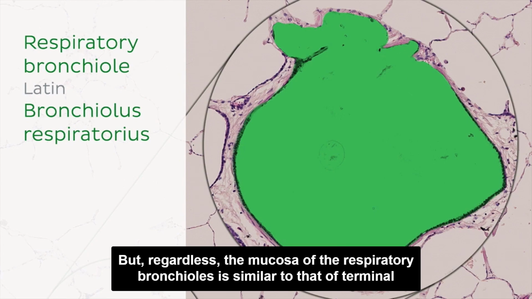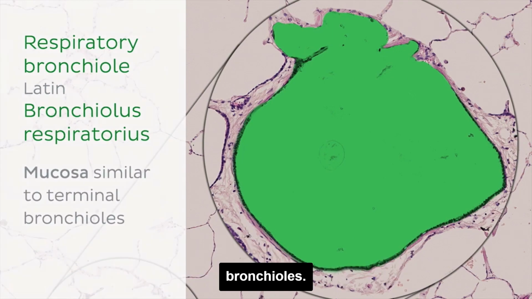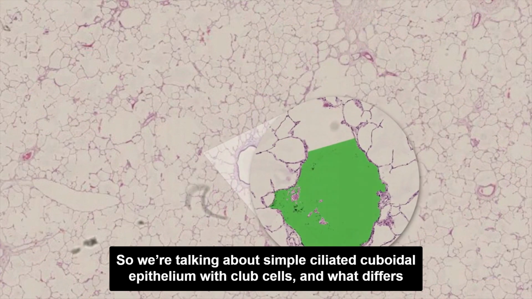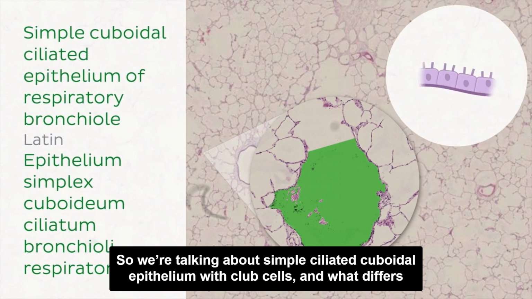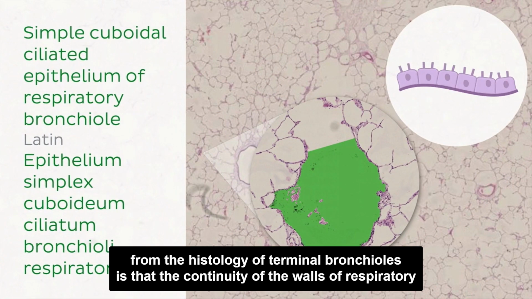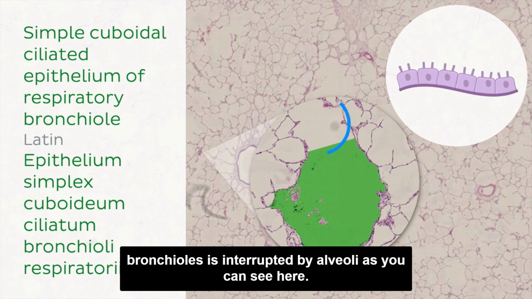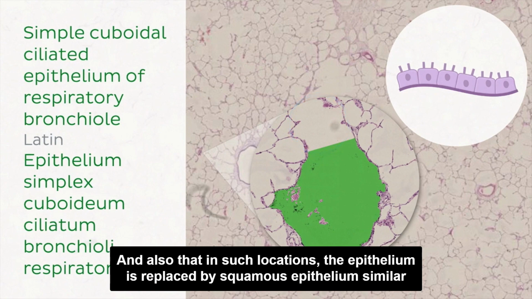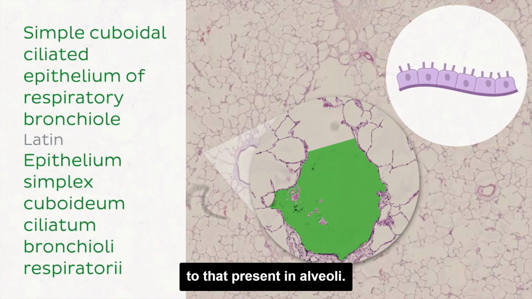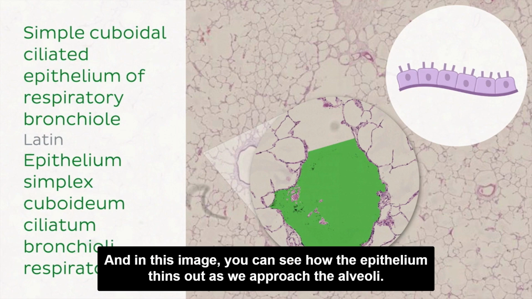But regardless, the mucosa of the respiratory bronchioles is similar to that of terminal bronchioles. So we're talking about simple ciliated cuboidal epithelium with club cells. And what differs from the histology of terminal bronchioles is that the continuity of the walls of respiratory bronchioles is interrupted by alveoli, as you can see here. And also that near such locations, the epithelium is replaced by squamous epithelium, similar to that present in alveoli. And in this image, you can see how the epithelium thins out as we approach the alveoli.